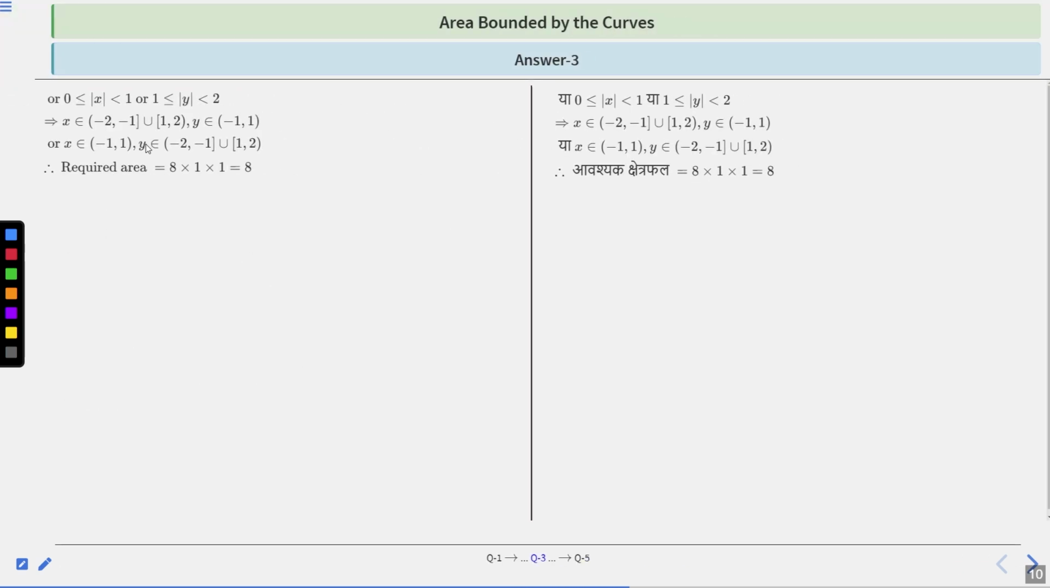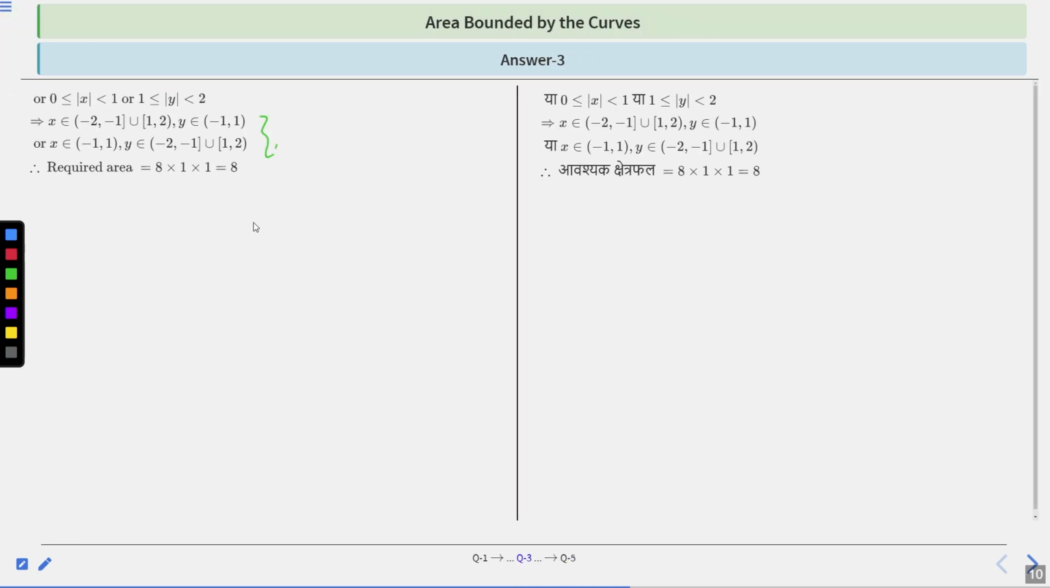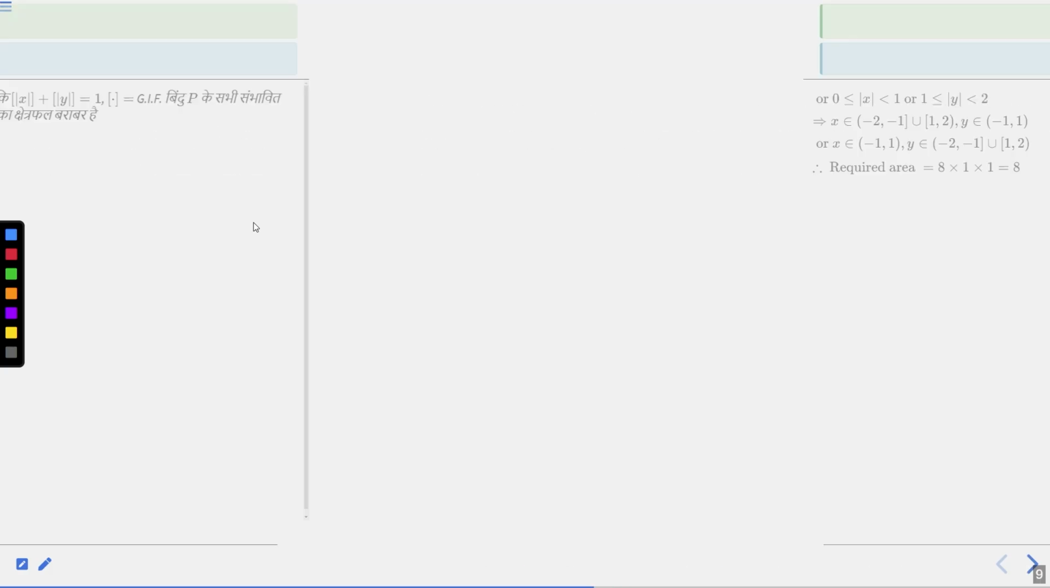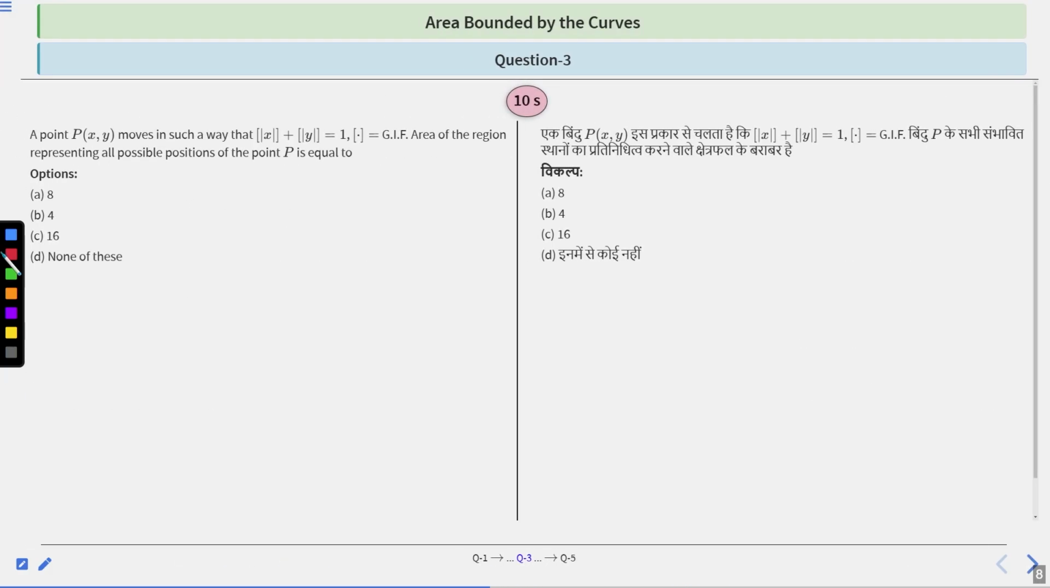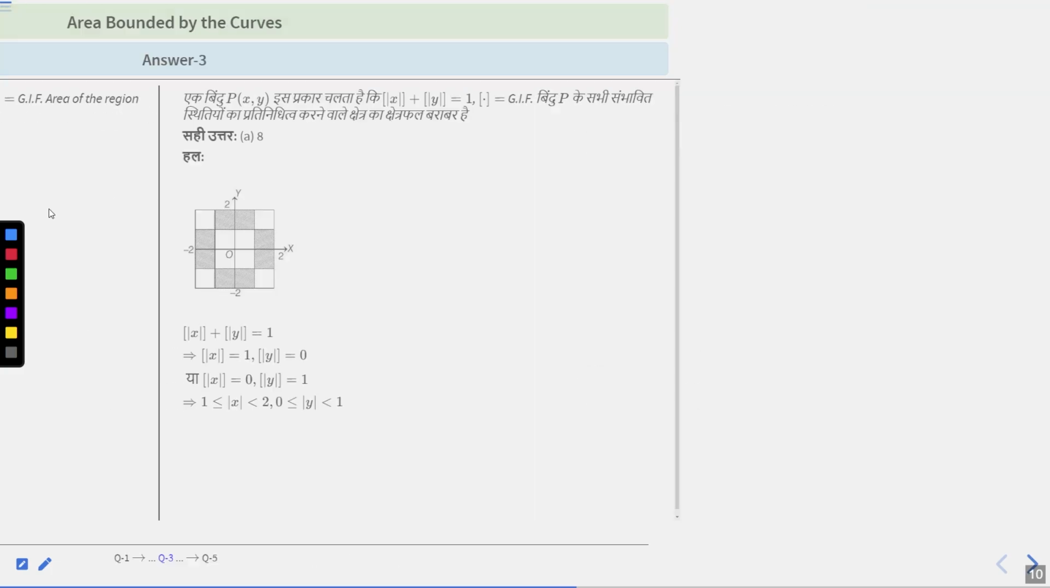So 8 squares, right? So the area will be 8 into 1 into 1. Therefore, the required area will be 8 square units. Therefore, option A is the right choice. Okay. Let's move to the next question.